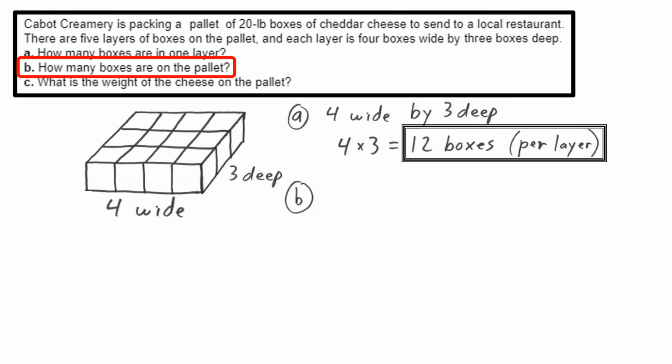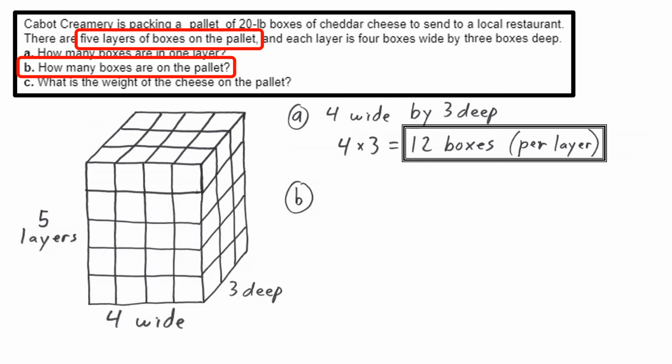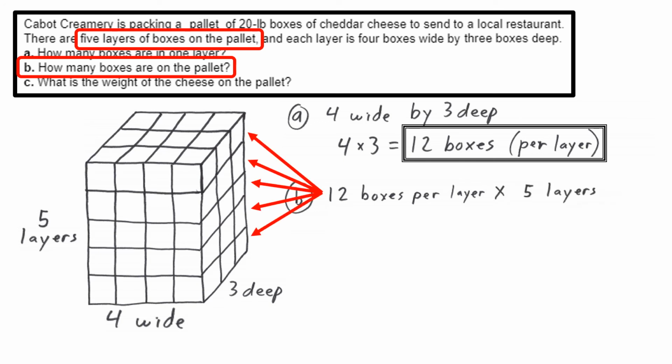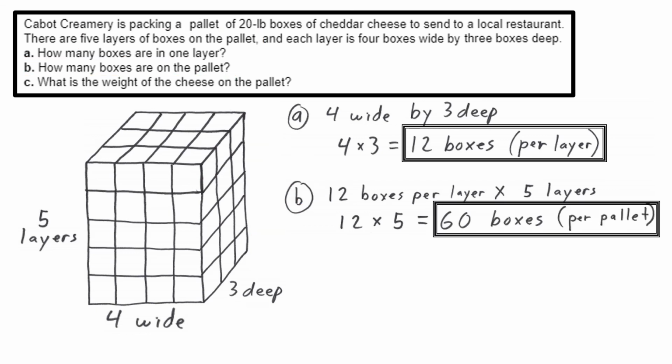For part B, the question asks, how many boxes are on the pallet? The question tells us that there are 5 layers of boxes on the pallet. Here's a sketch. And we already discovered that there were 12 boxes per layer. So if each of those 5 layers have 12 boxes, then the quickest way to proceed is 12 times 5. This gives us 60 boxes. So there are 60 boxes on the pallet.